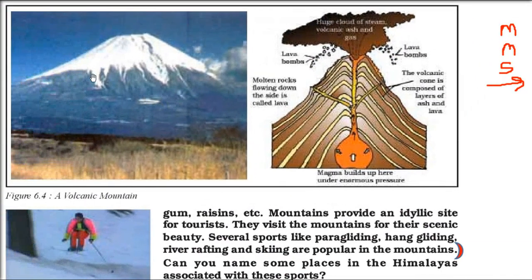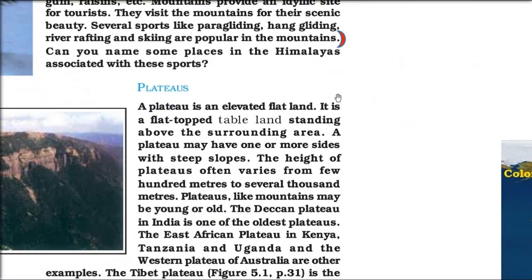Let me show you what I just told you earlier. This is a volcanic mountain, Mount Fujiyama. And this is the magma which is coming from below the earth. It wants to come out, so it presses the land, and the land goes up. This is how the lava comes.